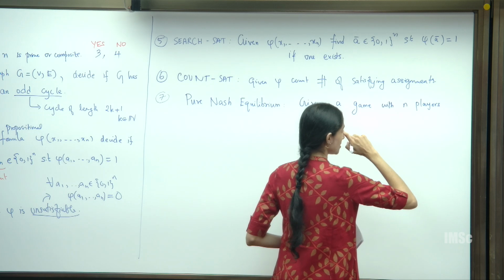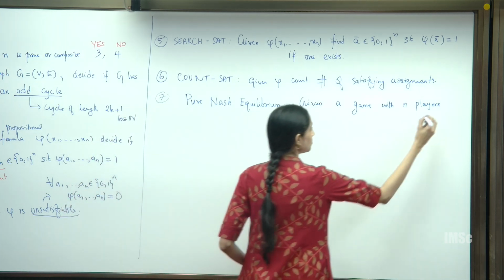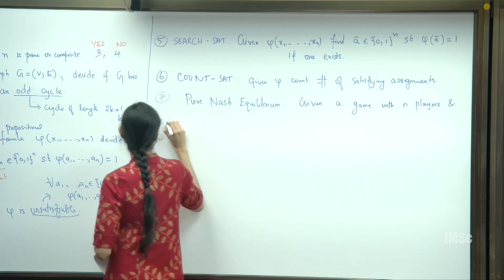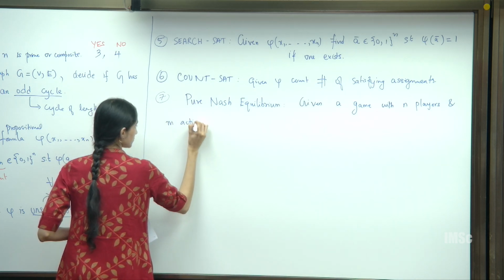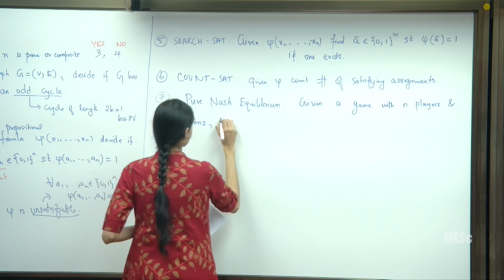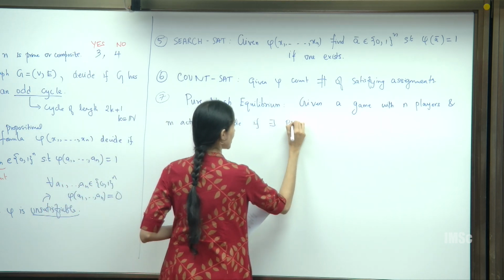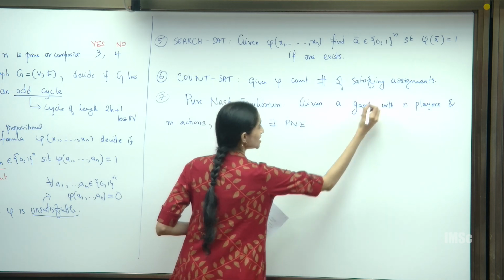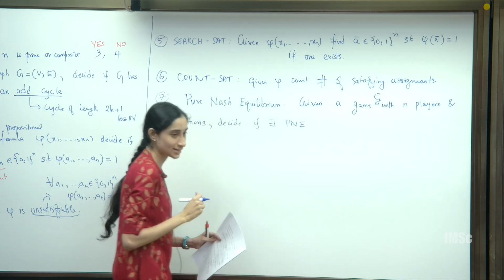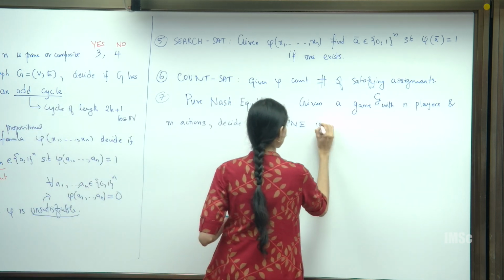I think in Prisoner's Dilemma there were 2 players, in rock, paper, scissors there were 2 players and so on. Right? N players and m actions. Decide if there exists a pure Nash equilibrium. So let's call this game G. I should give it a name. Okay, decide if there exists a pure Nash equilibrium in G.